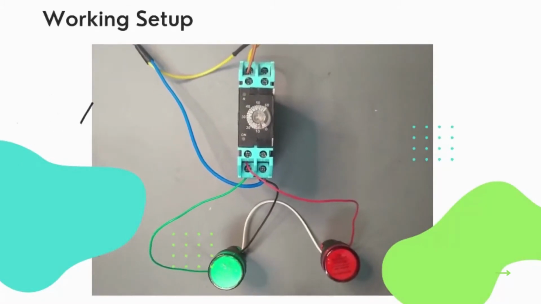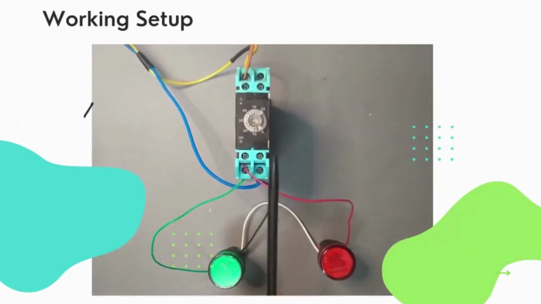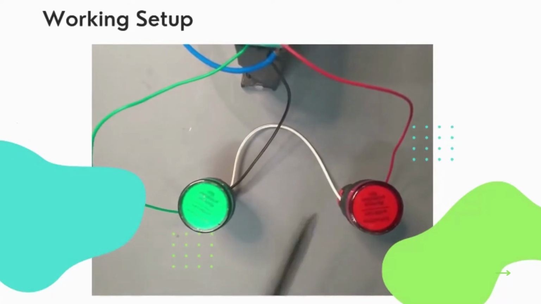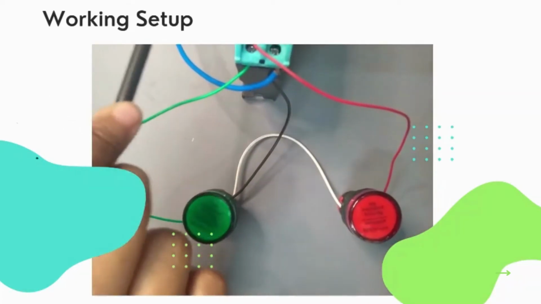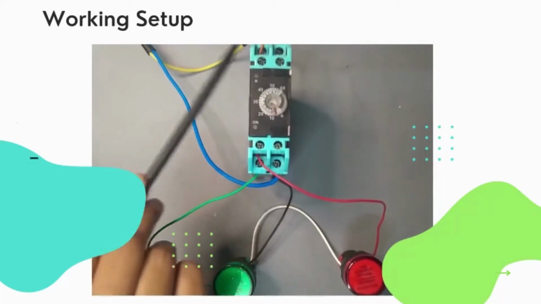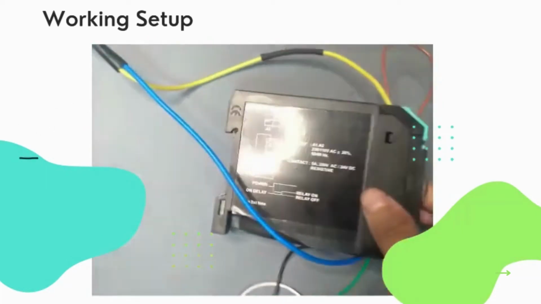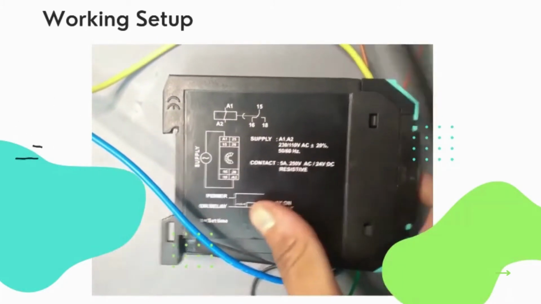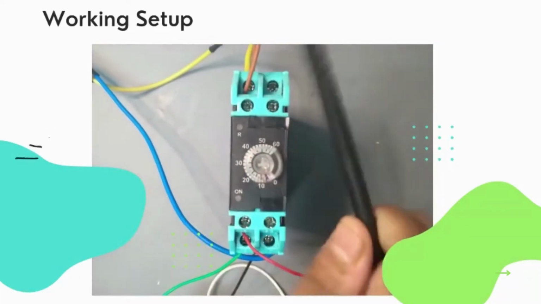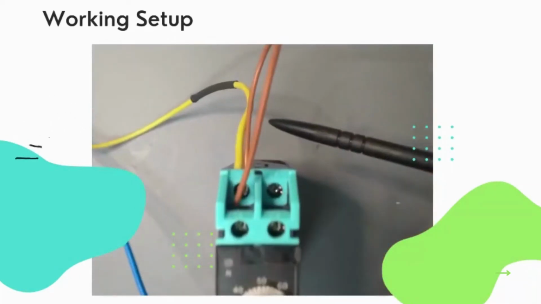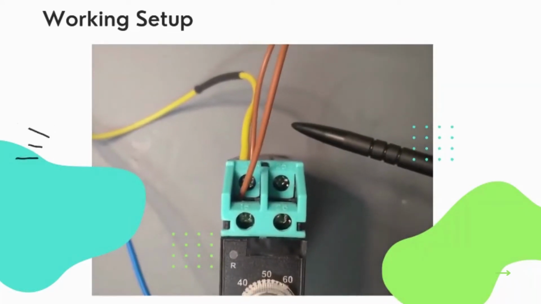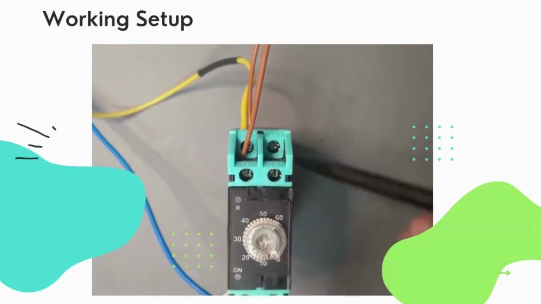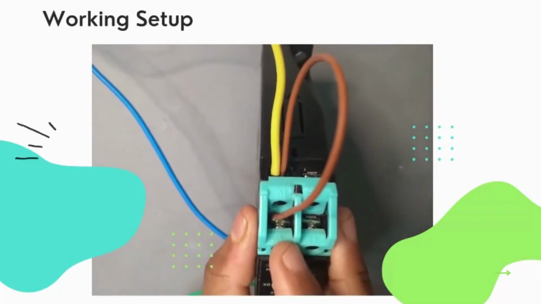Here you can see the connections of this delay timer. Here I connect two bulbs for the operation of delay. You can see here the line and neutral I given here, A1 and A2. All the details are mentioned in the model, so you can give the power supply as per this. Here the A1 is linked with the 15. You can see the connections like this.